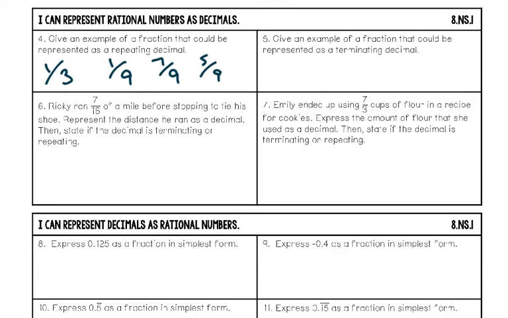If you aren't sure, you can ask me or you can check on your calculator. Just type it in, and instead of putting it as a fraction, type 5 divided by 9 or 7 divided by 9, and you should get a repeating decimal.